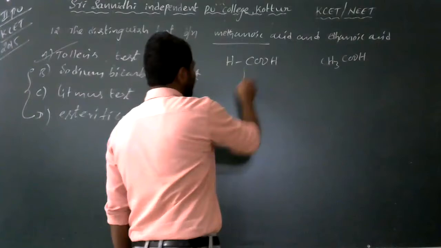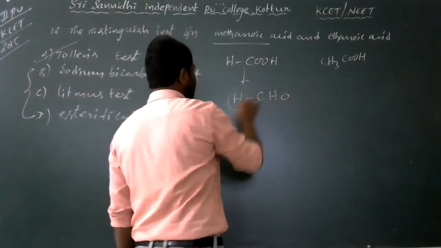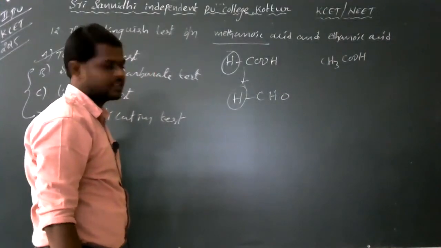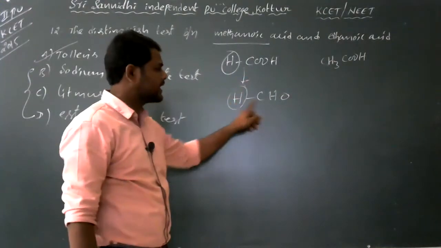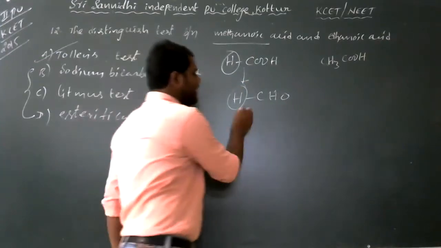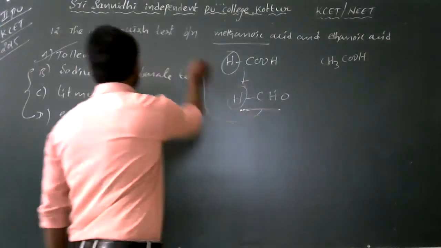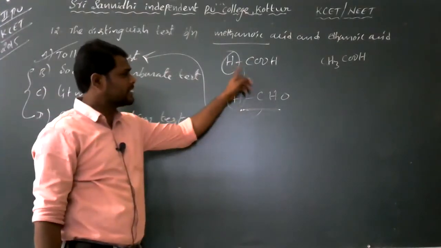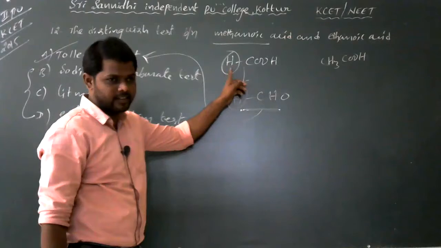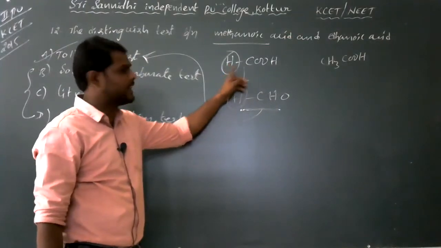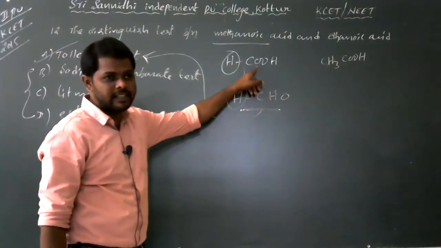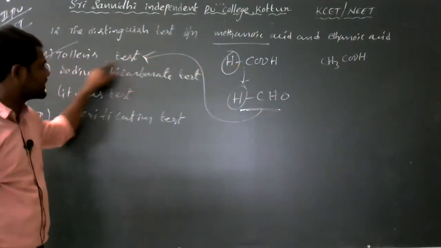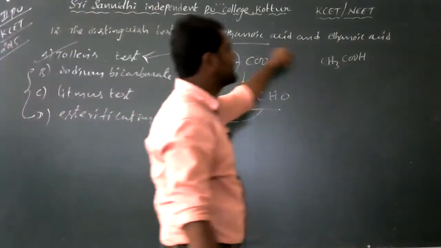In the case of formaldehyde, HCHO, the active hydrogen is present, attached to the carbon, in both the carboxylic acid and the aldehyde. That H is attached to the COOH, just as H is attached in formaldehyde. Aldehydes have a hydrogen which readily gives the Tollens test. Like the aldehydes, methanoic acid also has one such hydrogen, which can be easily replaced, giving the carboxylate ion, COO minus. So the Tollens test is used to distinguish between methanoic acid and ethanoic acid.